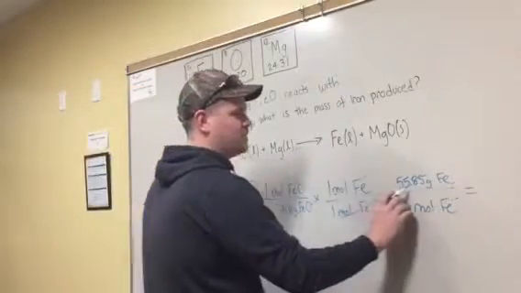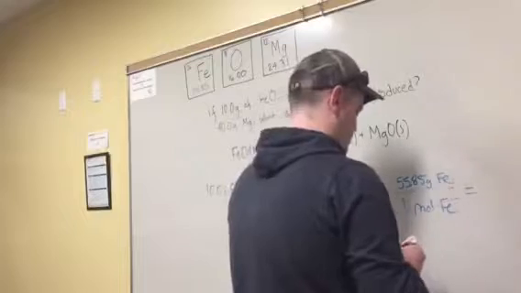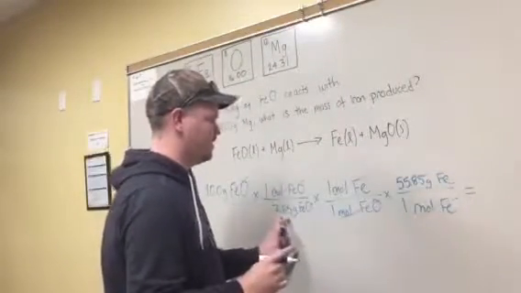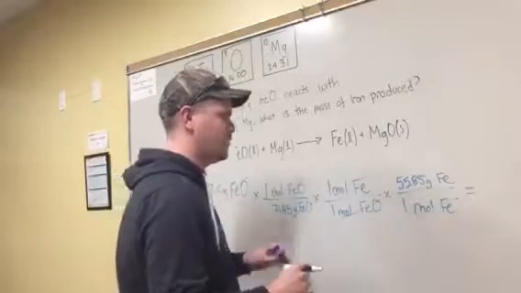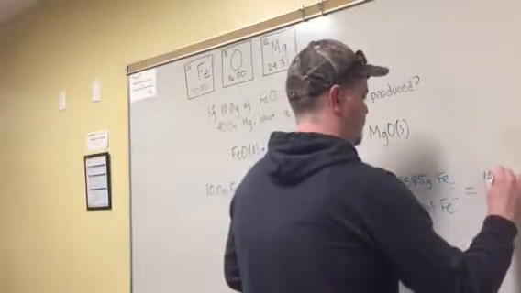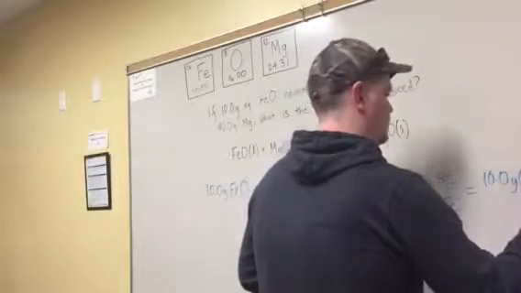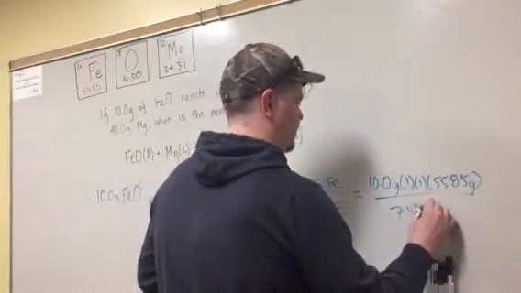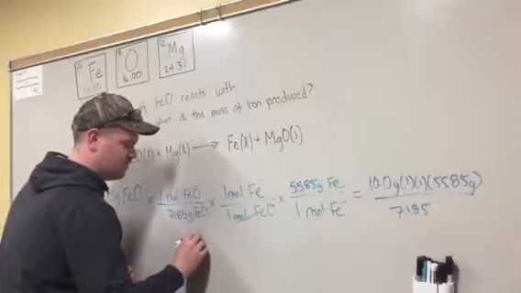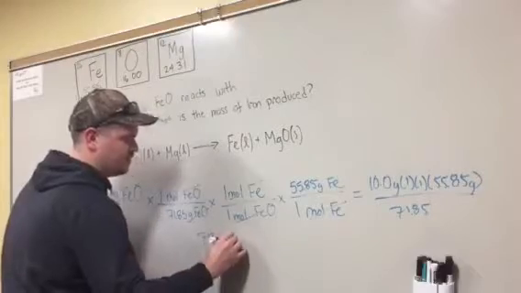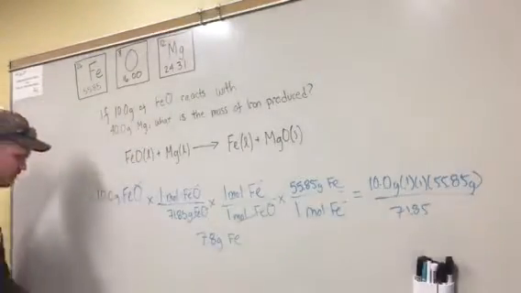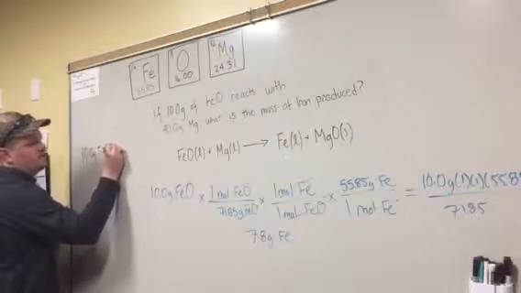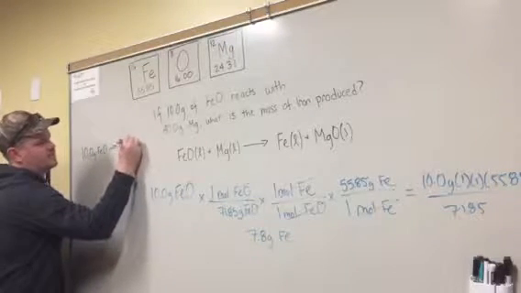So 10 grams times 1 times 1 times 55.85, and then on the bottom, we're going to divide 71.85 times 1 times 1, so just 71.85. So we have 10 grams times 55.85 grams over 71.85, and that's going to equal 7.8 grams of iron. So I'm going to write that on the side here so we don't forget. 10 grams of iron 2 oxide produces 7.8 grams of iron.